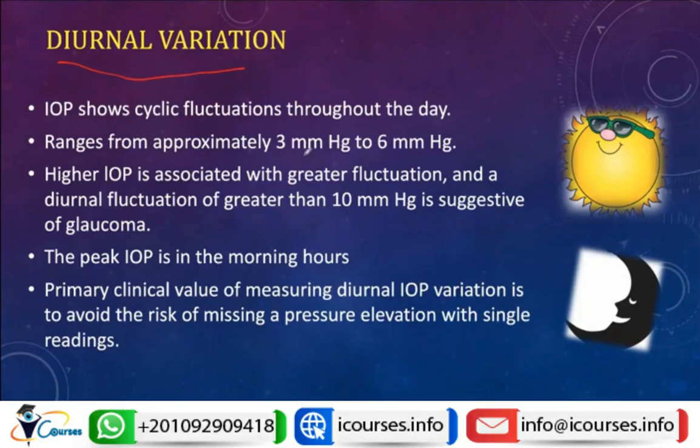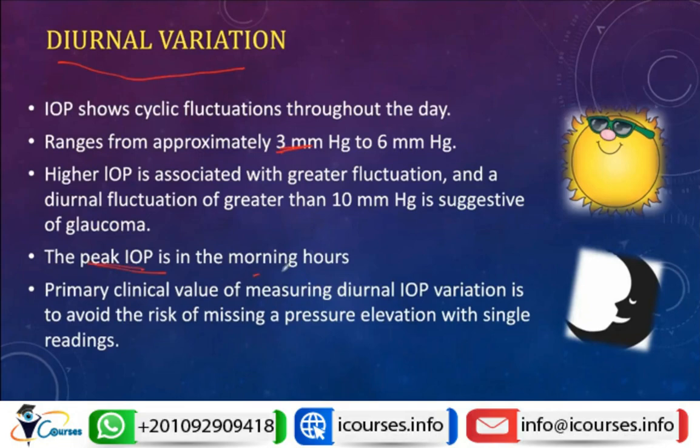But to summarize, the most important point is that there is a difference between the intraocular pressure in the day and the night, about 3 to 5 millimeters of mercury. This is normal. But if the patient is glaucomatous, or has a wider fluctuation between the night reading and day reading, of more than 10 millimeters, this is very suggestive of glaucoma. So glaucoma is not a disease that can be diagnosed by a single intraocular pressure measurement.